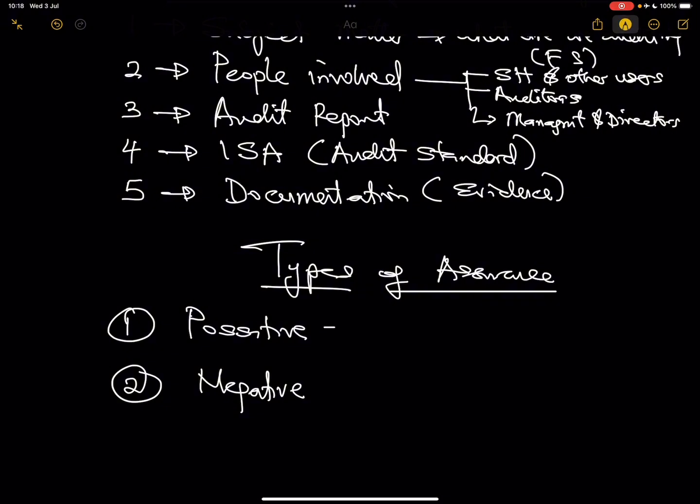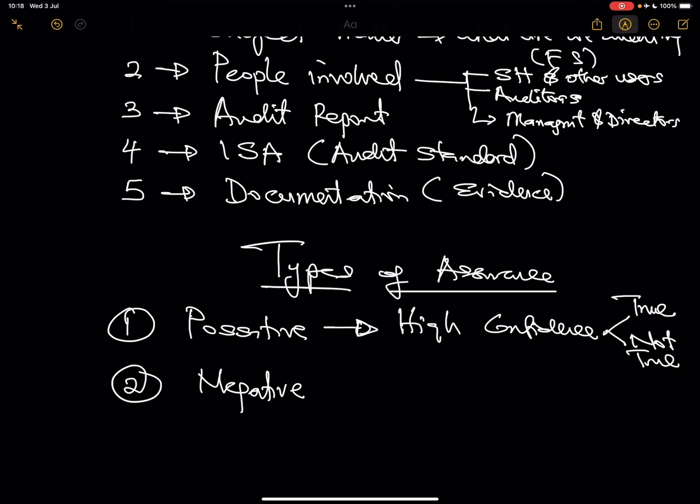What positive assurance is able to do is give high confidence. That is why it's called positive assurance. High confidence, whether the financial statement is significantly true or is not true, which does not represent a true and fair view. So there is high confidence to give the outcome. Outcome can be positive or negative. Outcome can be bad or good. Let me put it that way so that I don't confuse it with negative assurance and positive assurance.